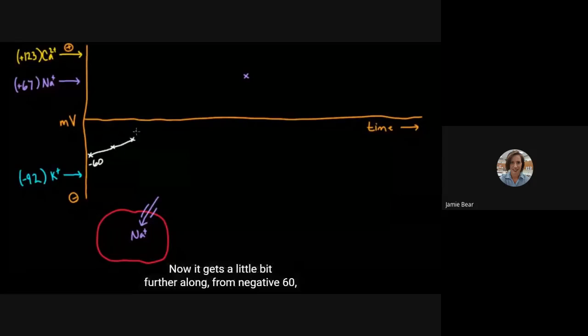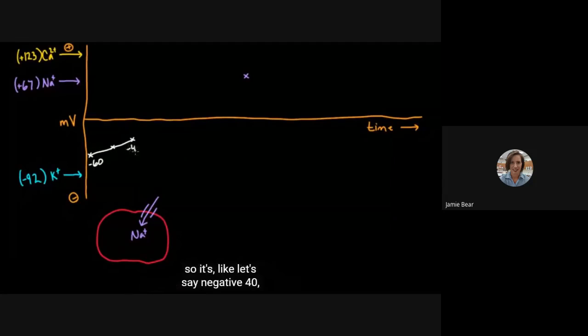Now, it gets a little bit further along from negative 60, so it's like, let's say, negative 40. And then an interesting thing happens. It doesn't just continue to that purple dot.